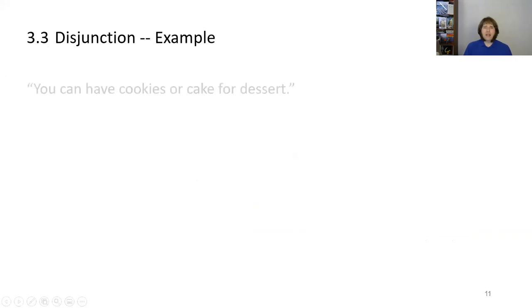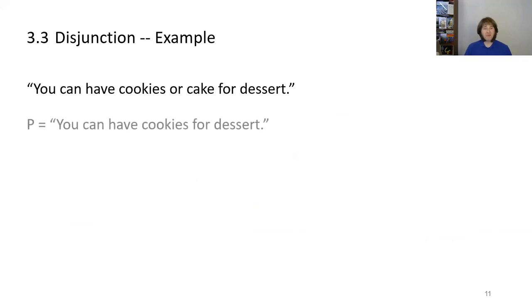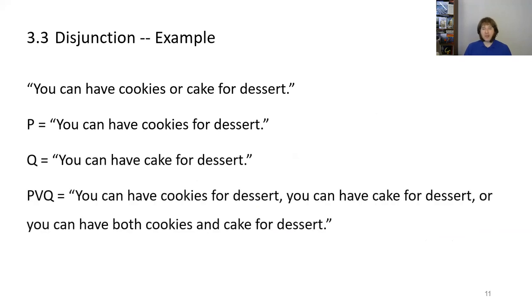Let's take a look at an example here. This is a good example. I like this one. You can have cookies or cake for dessert, right? So P, you can have cookies for dessert. Q, you can have cake for dessert. P or Q really translates into, and you can see how this is wordier than the original, which is part of why we usually don't talk this way: you can have cookies for dessert, you can have cake for dessert, or you can have both cookies and cake for dessert. Right? You have one or the other, or both if you want.